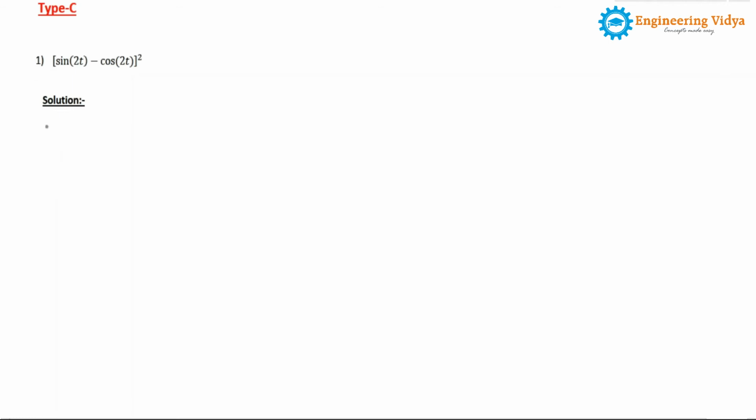Here we need to calculate the Laplace transform of sin 2t minus cos 2t, overall square, right? So before solving the problem of this kind, let me revise one of the formulas. The formula of a minus b whole square we already know. It is nothing but a square minus 2ab plus b square, right? So we'll apply this formula over here.